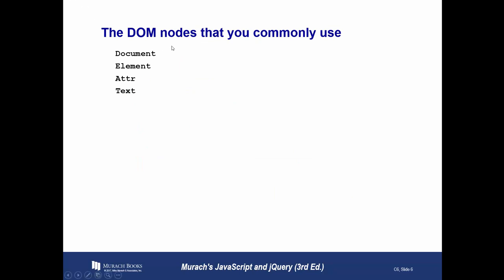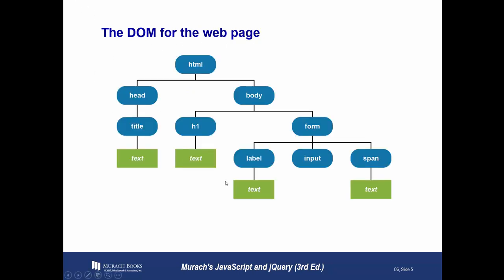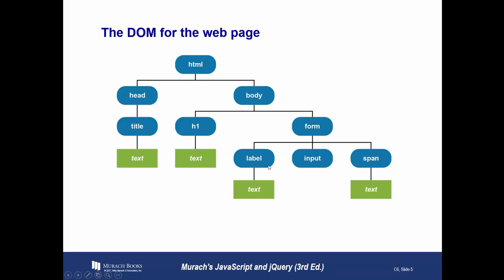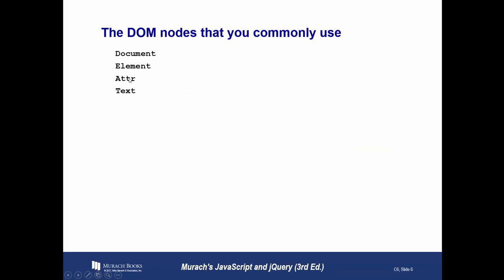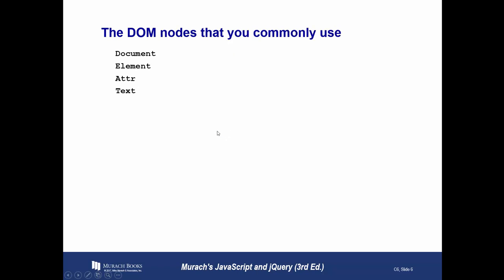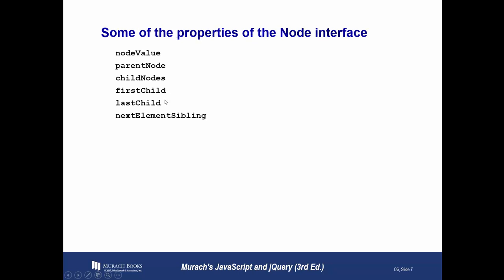Document elements that you commonly use. All right, this is the document right here. Elements. These things that are in blue are elements. Attributes. Well, this text is an element of the title element. The text is an element of the H1. This is an attribute of the H1 element, etc. All right, and I showed you what the text was.